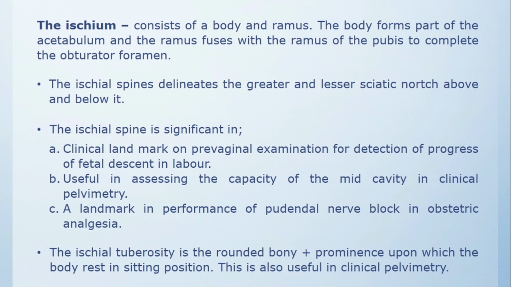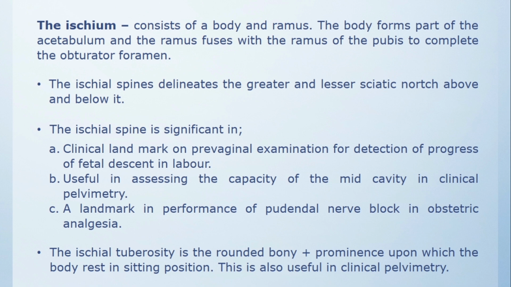For instance, in the normal gynecoid pelvis, the ischial spine is less prominent, whereas in the android pelvis, the male type of pelvis, the ischial spine is more prominent. It can also serve as a landmark in the performance of pudendal nerve block in obstetric anesthesia.